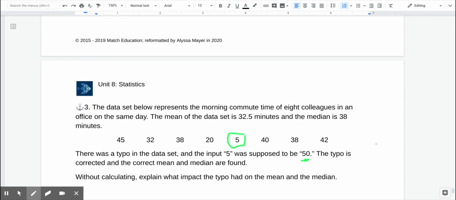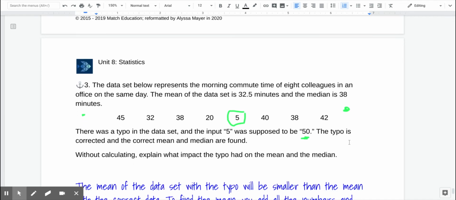And one way we can do this is by visualizing in our head, we don't even need to write it out, our dot plot. Because our 5 would be way down on the left-hand side. And our 50 would be way up, but not as way up, on the right-hand side here. So the 5 is much further down because the next one there is 20, but the next lower one from 50 is 45, so it's not nearly as low there. That tells me that the mean is going to be pulled down.